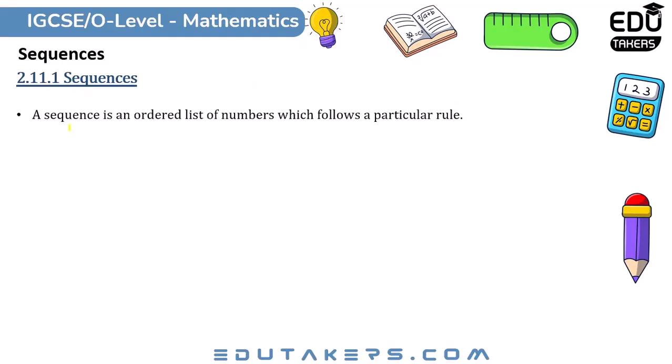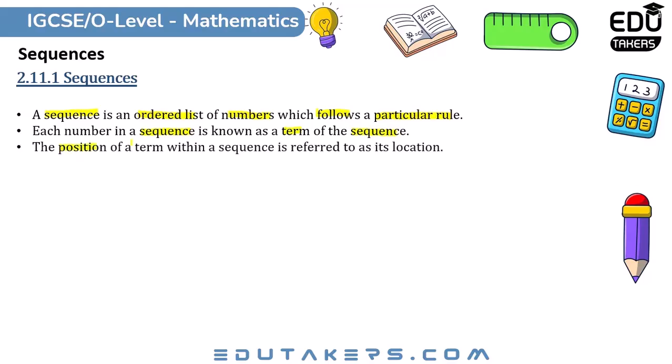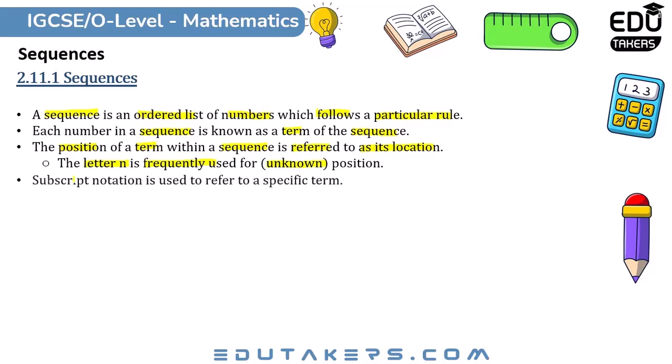What is a sequence? A sequence is an ordered list of numbers which follows a particular rule. Each number in a sequence is known as a term of the sequence. The position of a term within a sequence is referred to as its location. The letter n is frequently used for an unknown position.